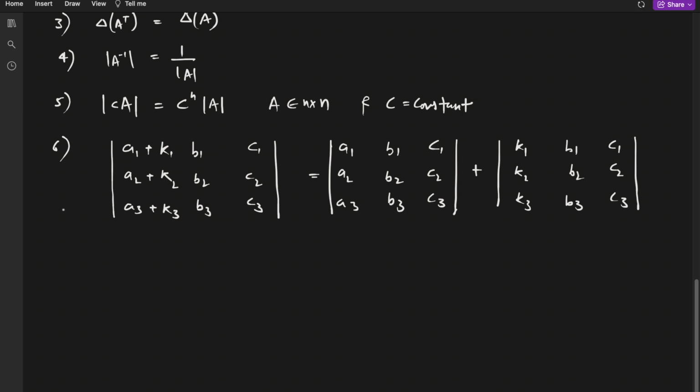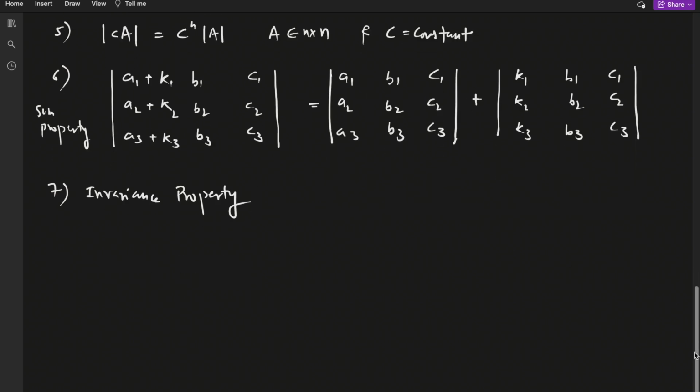Now there is one more property called the invariance property. By the way, this is the sum property. Now we have the invariance property, which goes something like this.